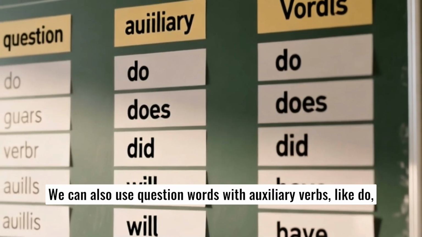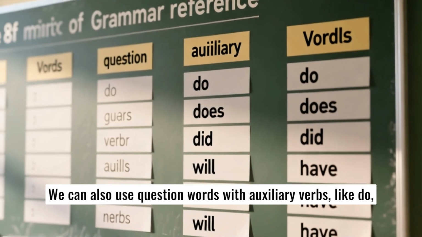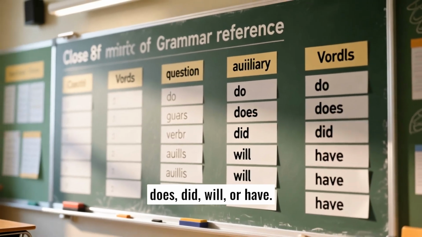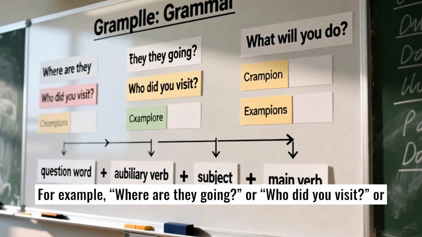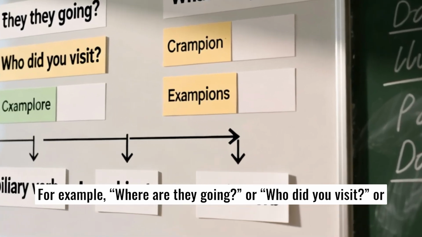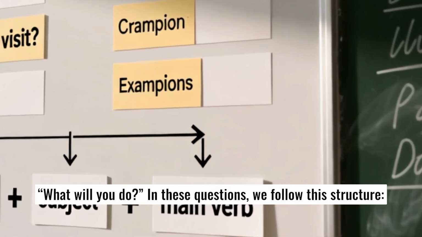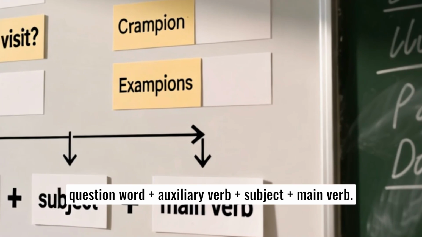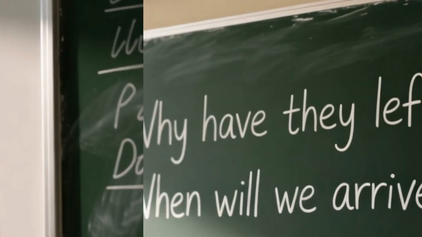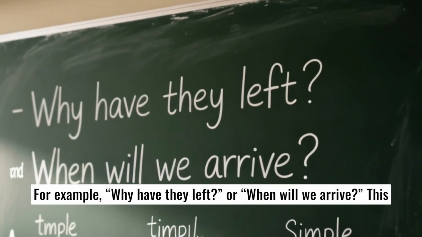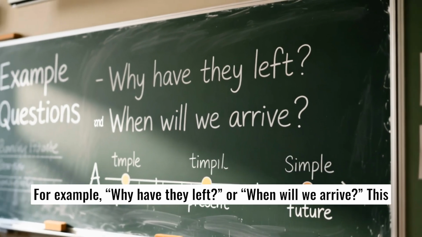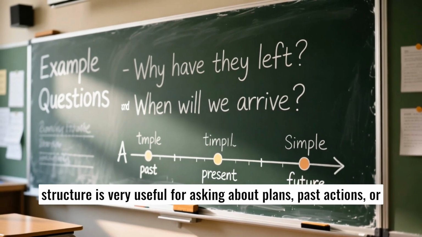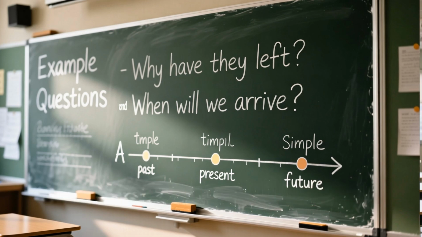We can also use question words with auxiliary verbs like do, does, did, will, or have. For example, where are they going, or who did you visit, or what will you do? In these questions, we follow this structure: question word plus auxiliary verb plus subject plus main verb. For example, why have they left, or when will we arrive? This structure is very useful for asking about plans, past actions, or future events.